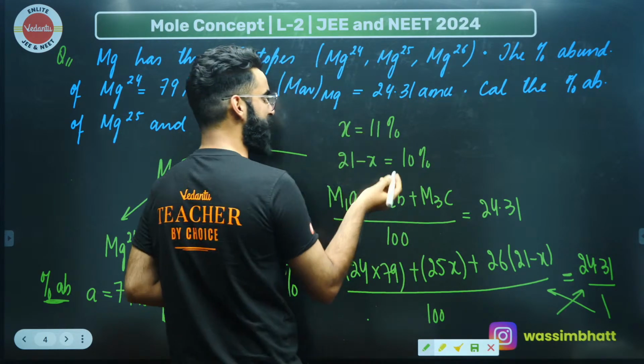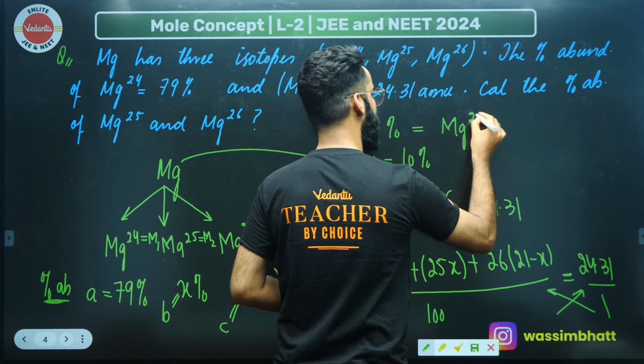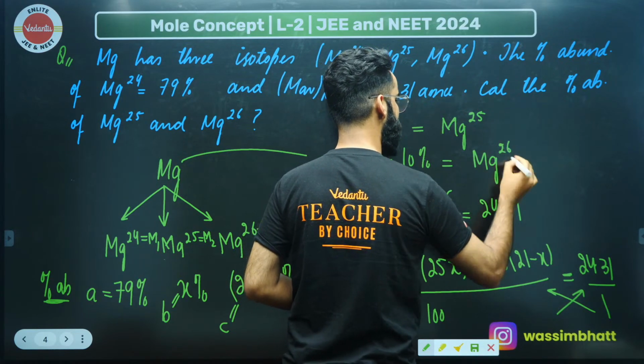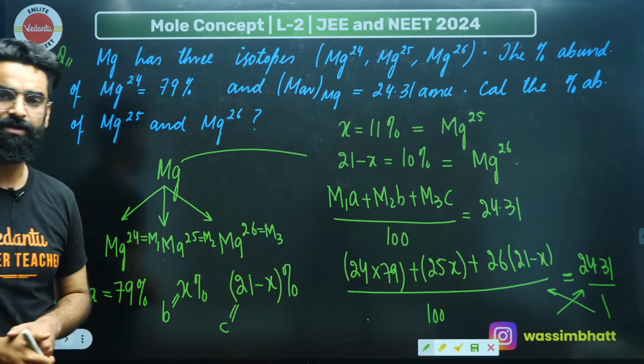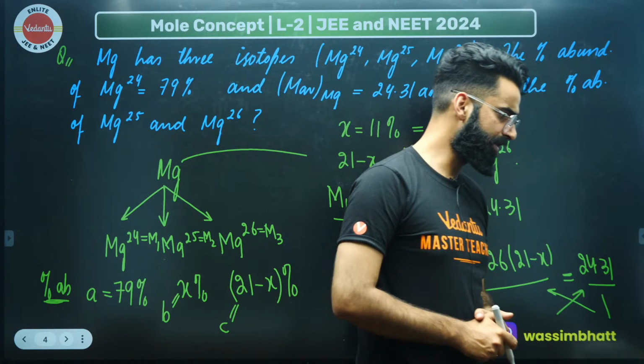And what was x basically? X, I had assumed the percentage abundance of Mg25, and this 21 minus x was the percentage abundance of Mg26, which we were supposed to calculate. As simple as that, right? Perfect.